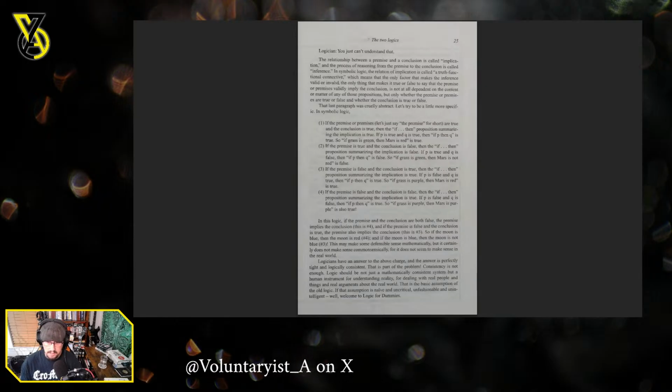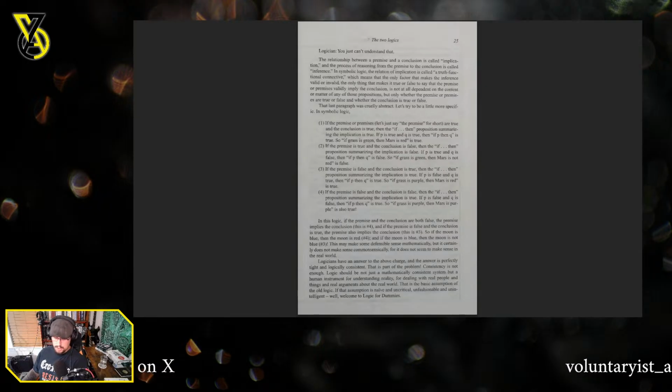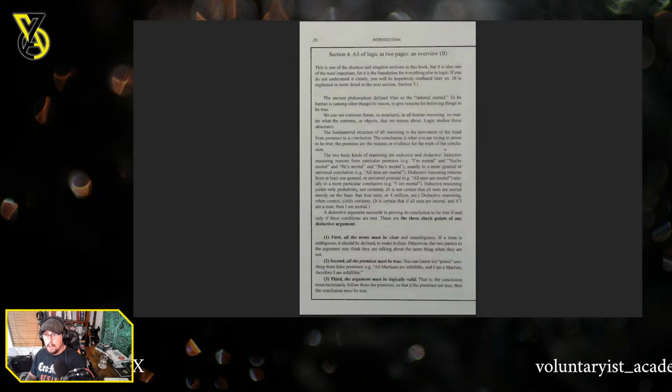This is the basic assumption of the old logic. If that assumption is naive and uncritical, unfashionable and unintelligent, well, welcome to Logic for Dummies. All right.